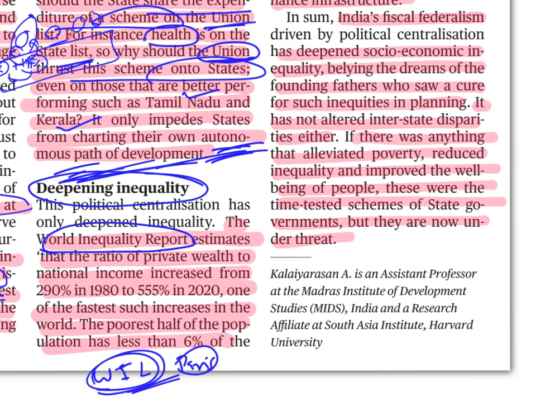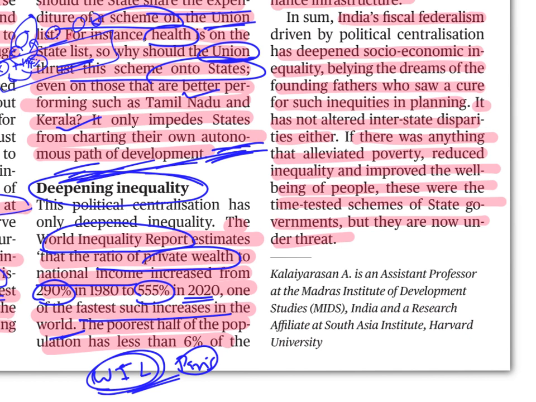World Inequality Lab, based in Paris, released this World Inequality Report. It estimates that the ratio of private wealth to national income increased from 290% in 1980 to 555% in 2020, one of the fastest such increases in the world. It is talking about this concept.